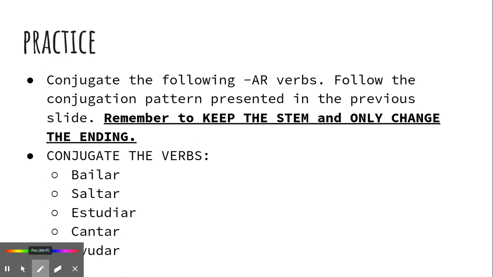To make things easier for you, I'm going to circle the ending of that verb. That's the part that's going to change. Okay? Let me underline the part, or actually let me put it in a square, the part that's going to stay the same and will not change. The I should be included there.